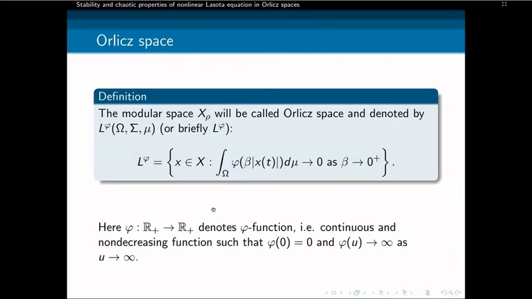It is known that function phi generates Orlicz space, and phi denotes a phi-function. It means it is a continuous and non-decreasing function, such that phi of 0 equals 0 and phi tends to infinity as the argument tends to infinity. And the modular space X will be called Orlicz space and denoted by L_phi. It's the space of all x for which the integral tends to 0 as beta tends to 0 on the right side.